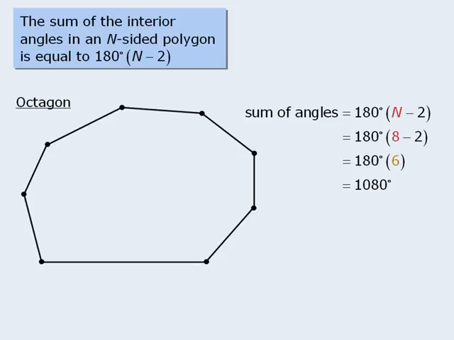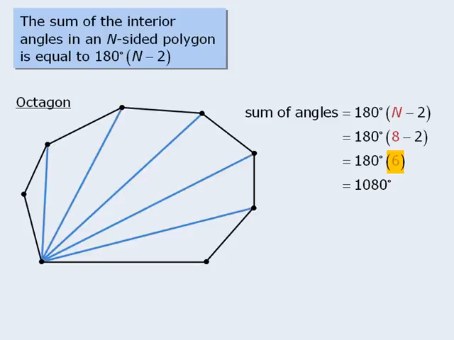Now to see why this formula works, notice that in our calculations we multiplied 180 degrees by 6. We did this because we can take our octagon and divide it into 6 triangles. Now here comes an important point. Notice that the sum of all of the angles in the entire octagon must equal the sum of the angles in all 6 triangles. Since the angles in one triangle add to 180 degrees, the angles in all 6 triangles must add to be 180 degrees times 6.